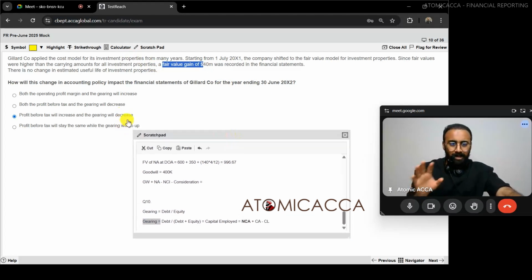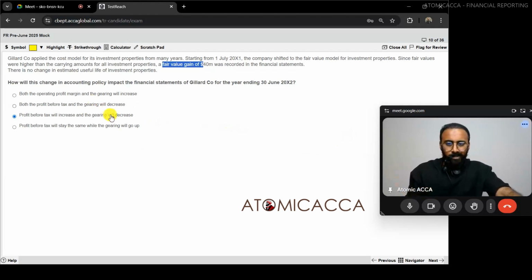So hope either of this explanation, whichever seems more logical to you and followable to you, you can follow that. But hope how we reach to the answer is clear. If in case you don't know anything about the gearing, still fine, no problem. We found out the answer just because of the impact with profit before tax from these options.